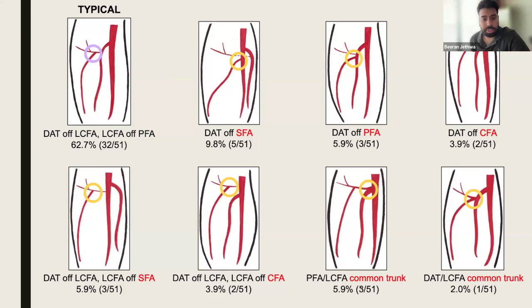There were a couple of times where we saw a common trunk, where the profunda femoris and the lateral circumflex came off together, and one instance where the descending artery came off together with the lateral circumflex.